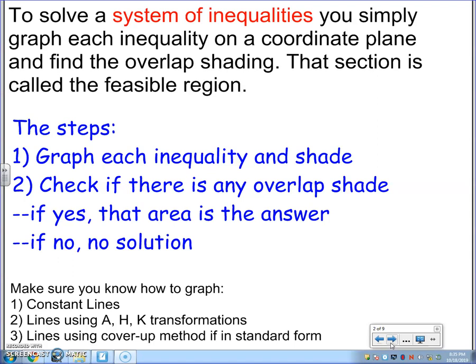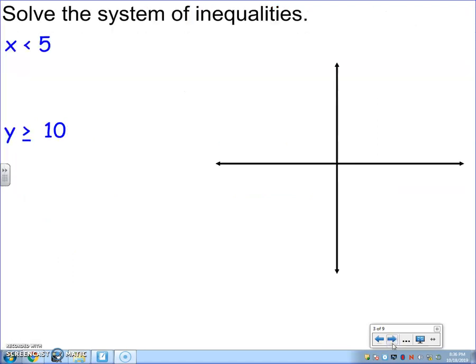Then one I haven't done yet is constant lines. Constant lines are when you have y equals a number or x equals a number. So single letter, single number. Those lines are either perfectly horizontal if it's y equals or vertical if it's x equals, and we'll see that in a second. So this first one says solve the system of inequalities.